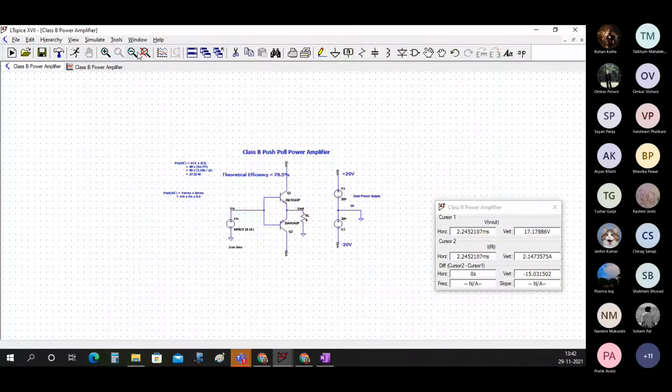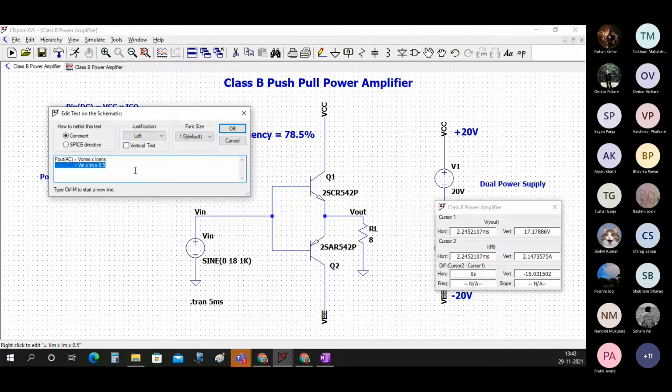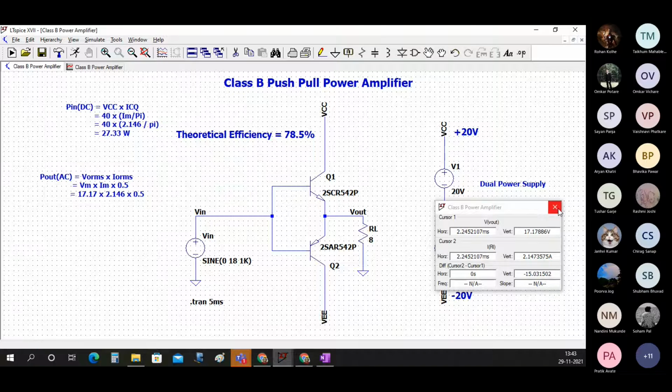So going back to the circuit, here this next line becomes like this. And please calculate this and tell me the value of the efficiency.